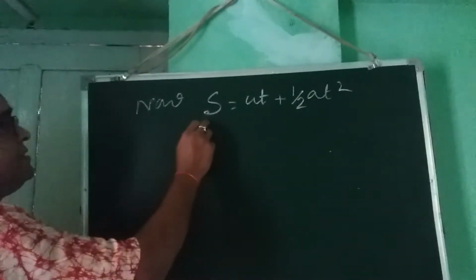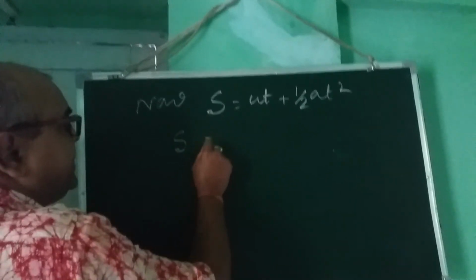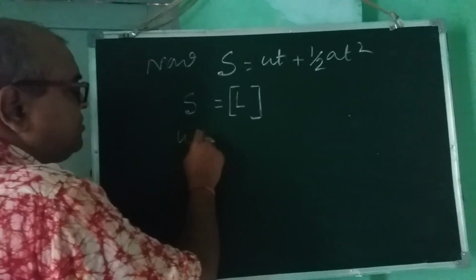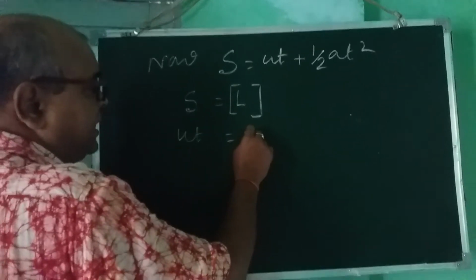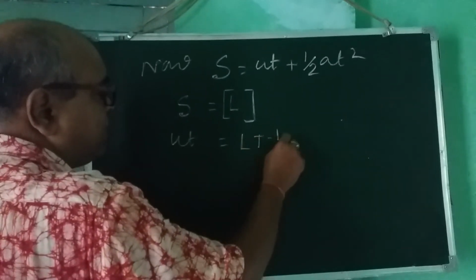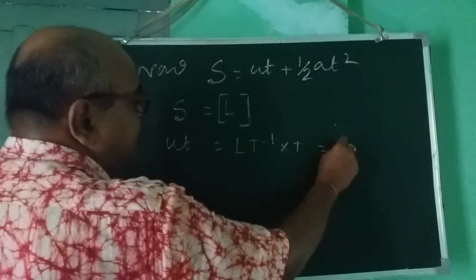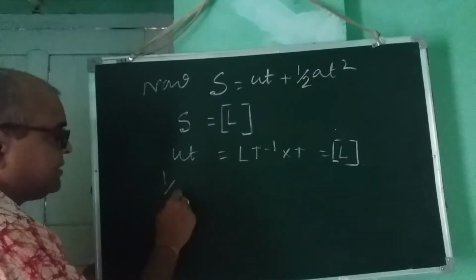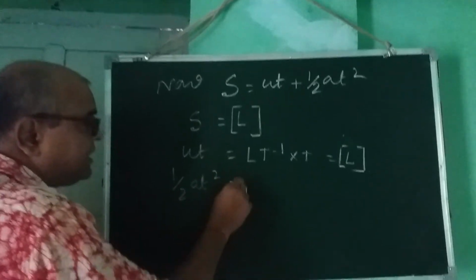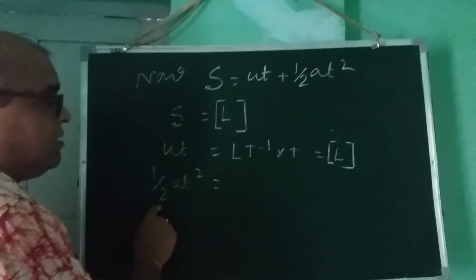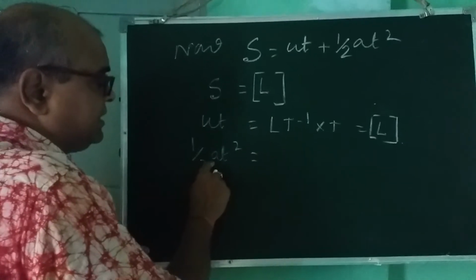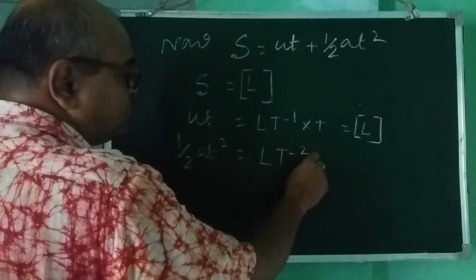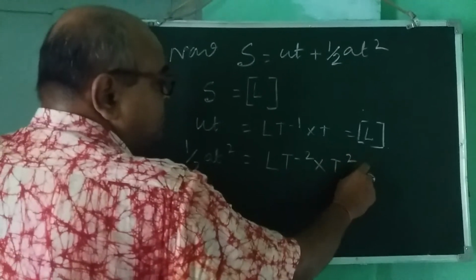Now what is the dimension of S? The dimension of S is L. Now ut: u is the velocity, L T to the power minus 1, into T, that is L. Next, half at square. The half is a constant term, it has no dimension. And a is L T to the power minus 2 into T square, so that will be L.